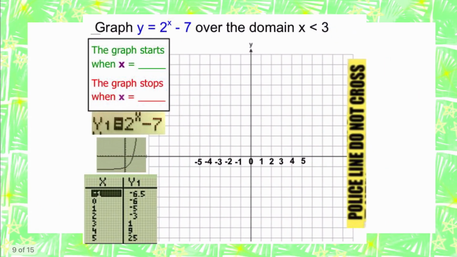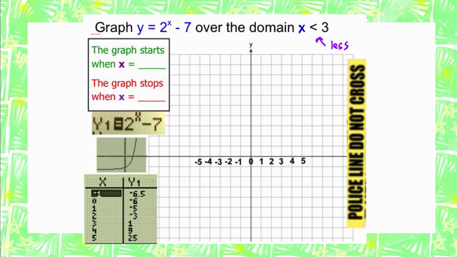All right, let's graph another one together. So this is y equals 2 to the x minus 7 over the domain x is less than 3. This is a different looking kind of domain where they give you a value to start or stop with, and then you're going to have to use an arrow. So this symbol here is less than. So I'm looking to graph values that are less than 3.